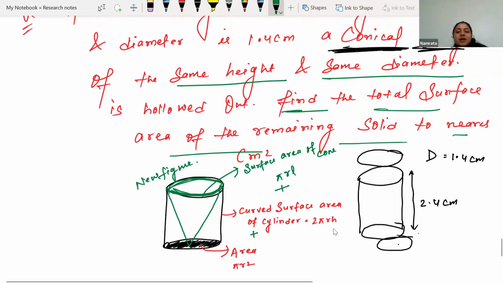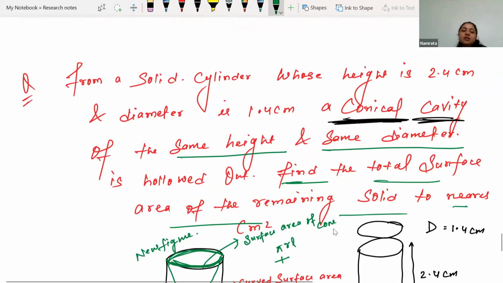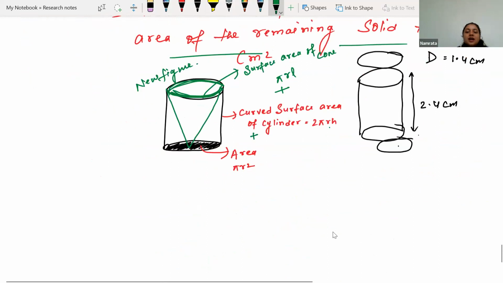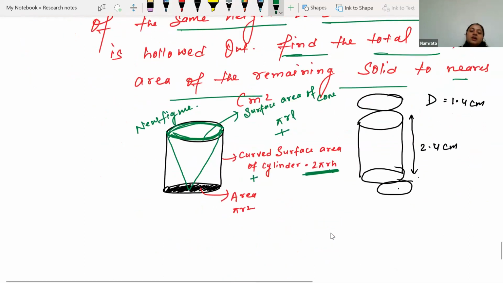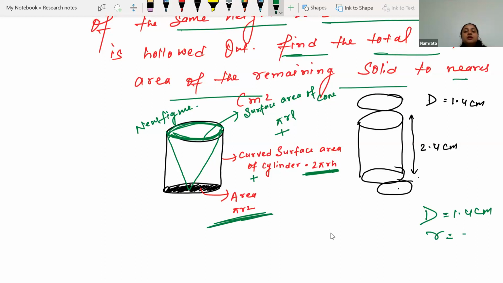So let's see, do we have all the information in hand or not? From a solid cylinder, the height is given and the diameter is also given. 2 pi rh is the formula. Height and diameter are given, so we will be able to take out the curved surface area. Now the bottom part's area, that is pi r square. Since the diameter is given as 1.4 centimeter, we will be able to take out the radius, and the bottom circle's area directly.